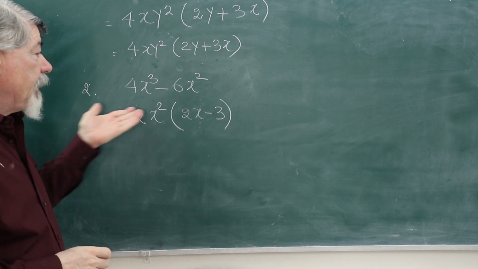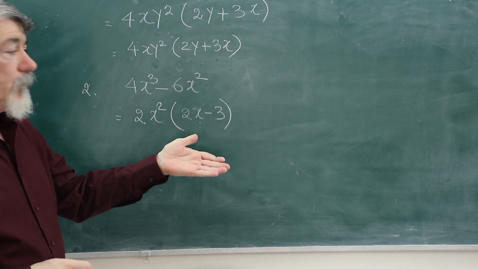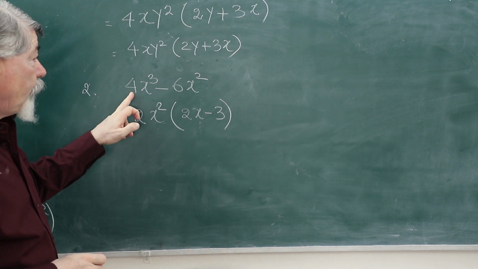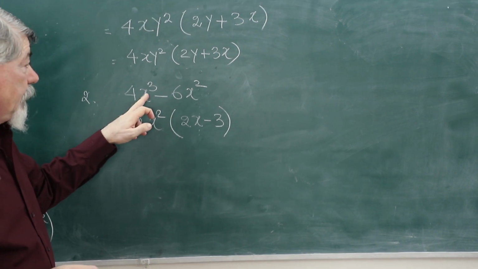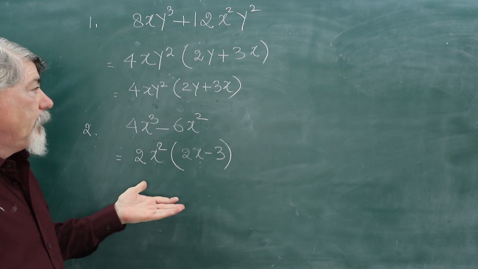And if we divide by any of these, we will get the other portion as the quotient. When 4 and 6 are constants, x cube and x square are called variables. X is a variable.